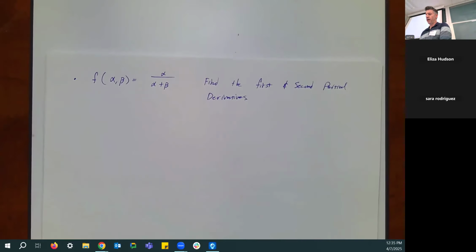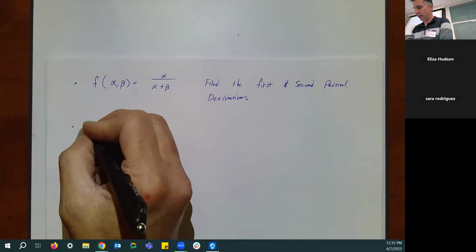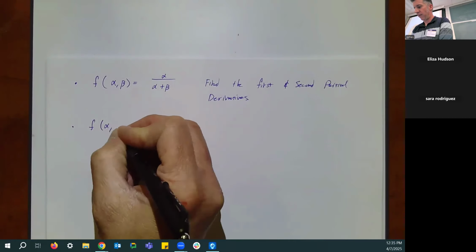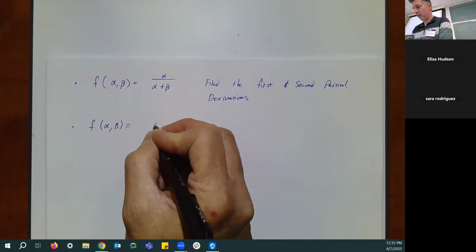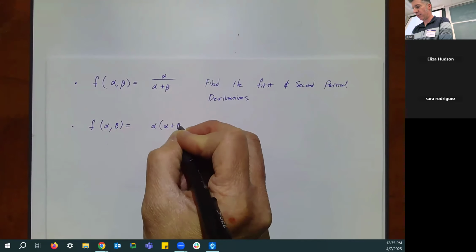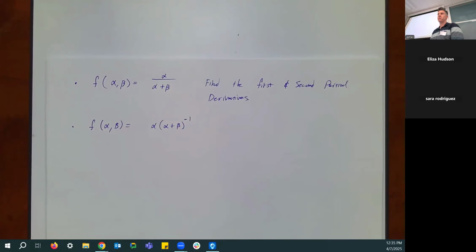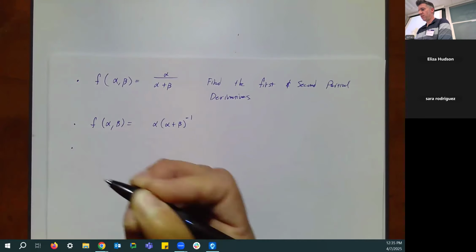Good question. I didn't say the question that I said in my head, but the question I said in my head was, should we use the quotient rule or not? It's kind of a mixed bag. I'd probably land in the not and rewrite this as f of alpha comma beta equal to alpha times alpha plus beta to the -1. That's a totally fine thing to do before I start taking partial derivatives. Yeah, I can kind of go either way.